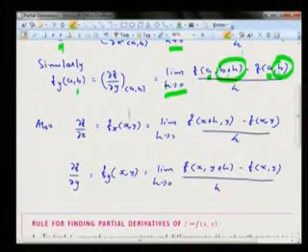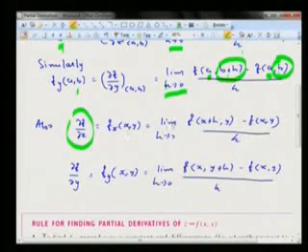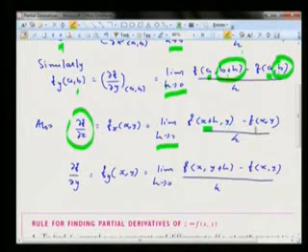Now we can write this definition in general: the partial derivative del f by del x, f_x at (x, y), is equal to limit h tends to 0 of f(x plus h, y) minus f(x, y) upon h.